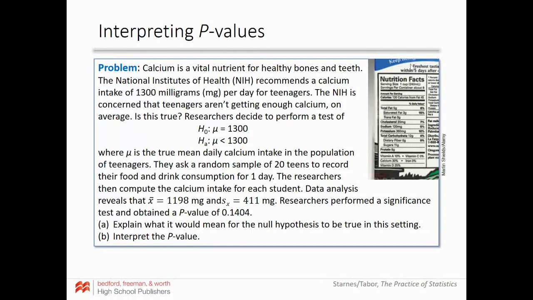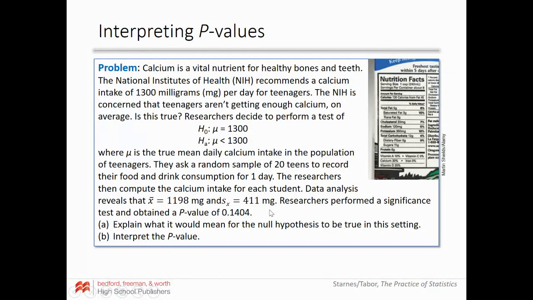And then after they state the hypotheses, they do state what mu is. They say mu is the true mean daily calcium intake in the population of teenagers. All right, then they do some sampling. They ask a random sample of 20 teens to record their food and drink consumption for one day. The researchers then compute the calcium intake for each student. Data reveals that x-bar, the sample mean, equals 1,198, and the standard deviation is 411.